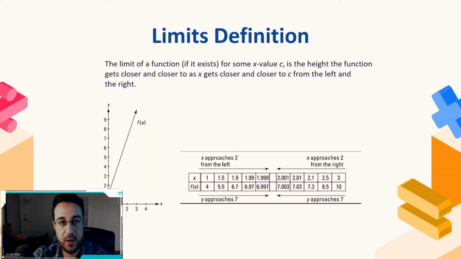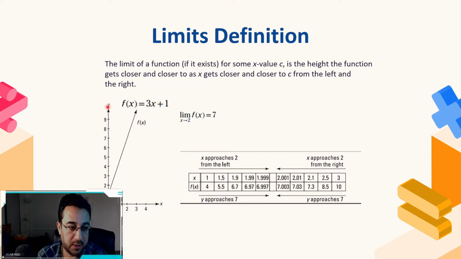So if we want to do a non-formal definition for the limit: the limit of a function, if that function exists for some x value c, is the height the function gets closer and closer to as x gets closer and closer to c, either from left or from right. If that doesn't make sense, that's totally normal. Let's have our pointer in here.